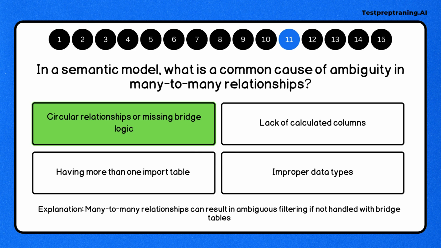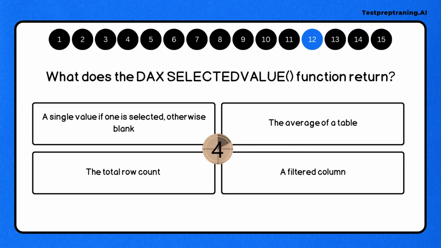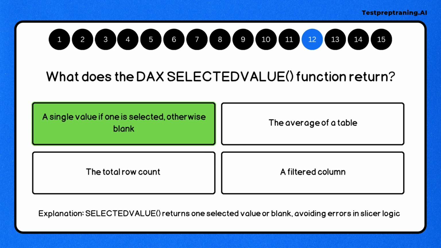Correct answer is circular relationships or missing bridge logic, as many-to-many relationships can result in ambiguous filtering if not handled with bridge tables. Question 12. What does the DAX SELECTEDVALUE function return? Correct answer is a single value if one is selected, otherwise blank. SELECTEDVALUE returns one selected value or blank, avoiding errors in slicer logic.